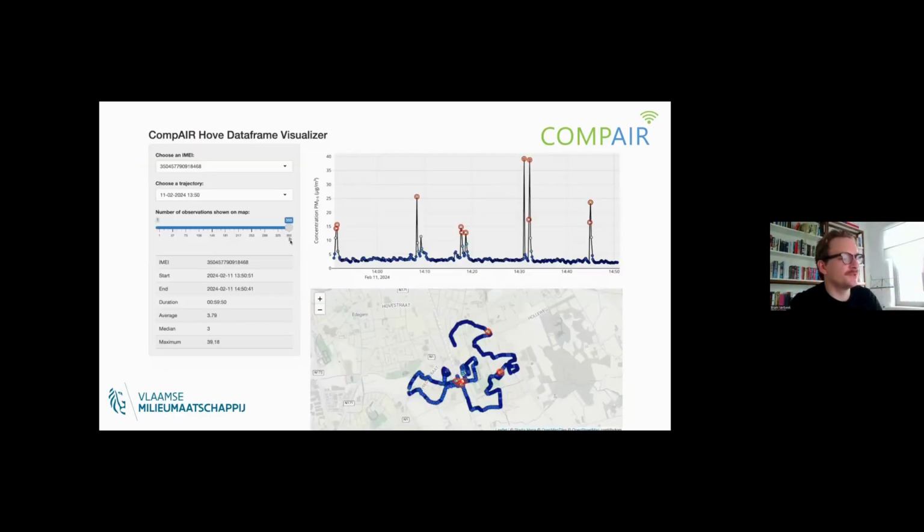So what do these trajectories look like? I'm going to try and play the video. I hope it plays well for everyone. We built a little data frame viewer to check these trajectories ourselves. This is essentially what they look like. Now you can see the citizen walking around with the sensor.